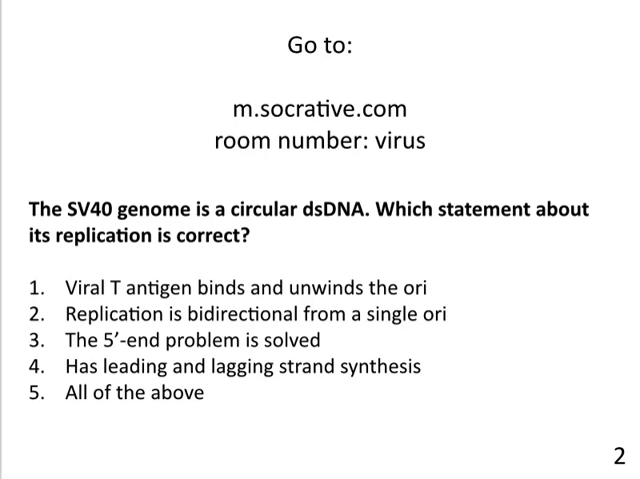So this SV40 genome is a circular double-stranded DNA. Which statement about its replication is correct? That's right, they are all correct. Let's have a look at that. The viral T antigen binds and unwinds the origin. Absolutely. Replication is bidirectional from a single ORI. Yes, 2 replication forks. The 5' end problem is solved. Absolutely. You remember how it's solved? It's a circle, right? Leading and lagging strand, absolutely. So they're all correct.